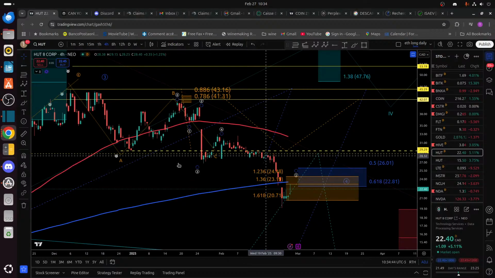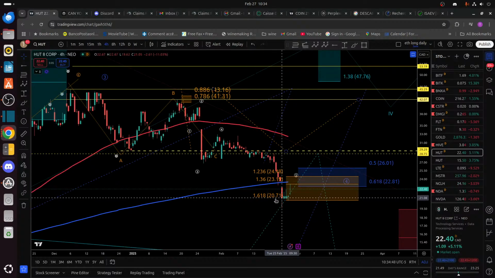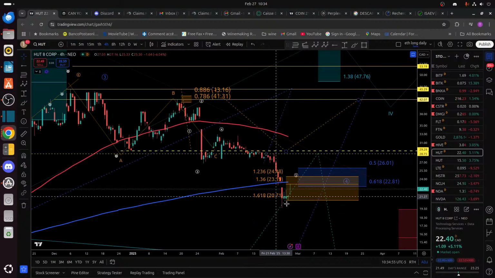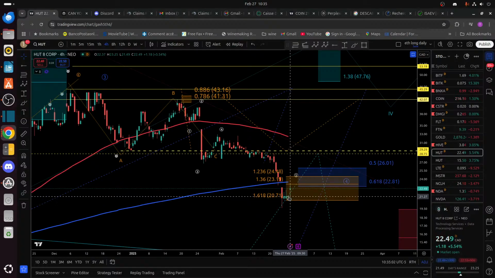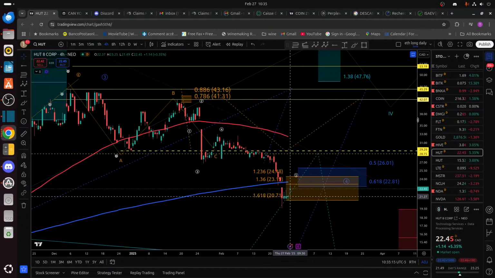And most of the time when that 1-to-1 level fails, the 1.618 often is visited, and you can see that now it has been visited yesterday, or perhaps even today. I don't know what time is that? No, that was yesterday. Okay, so is that this morning? Are the markets open today or what? No, I'm joking.